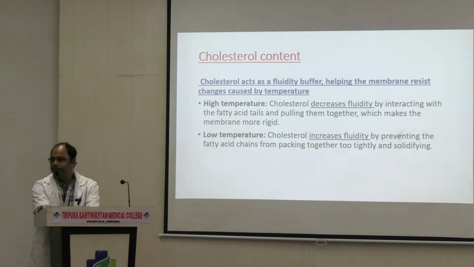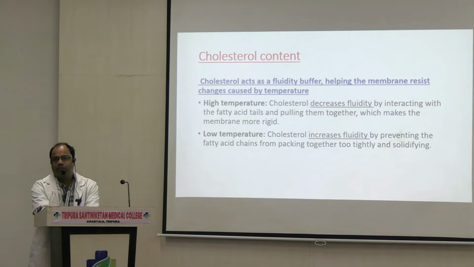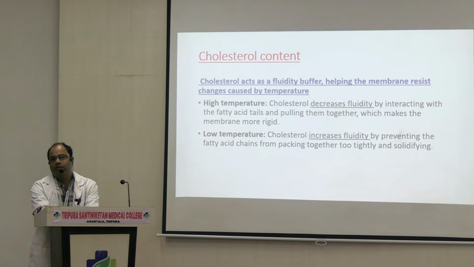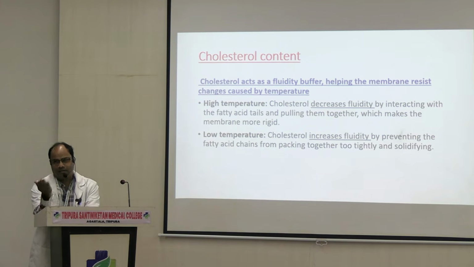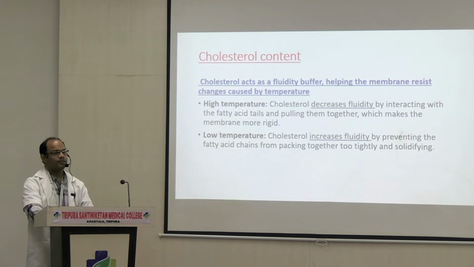Okay, backbench, please tell. What does cholesterol do in fluidity? Just do opposite things. Please sit down. Fine.